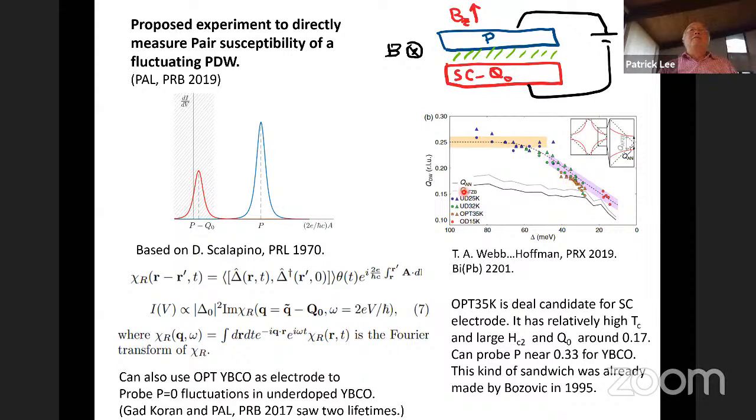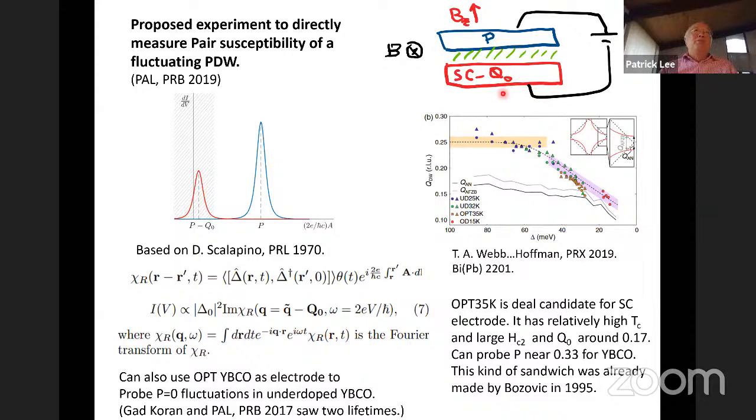There's a spread. Now if I use this as my probe, this thing has a charge density wave with momentum Q naught. We know that if you have a charge density wave coexisting with a D-wave superconductor, then you would induce a pair density wave of this momentum. That has actually already been directly measured by STM, by Hamidian.